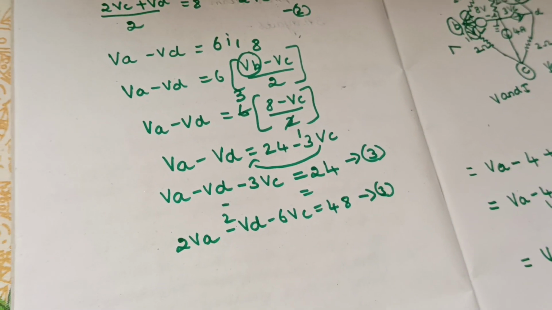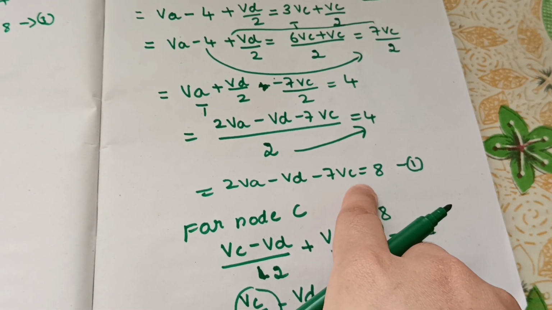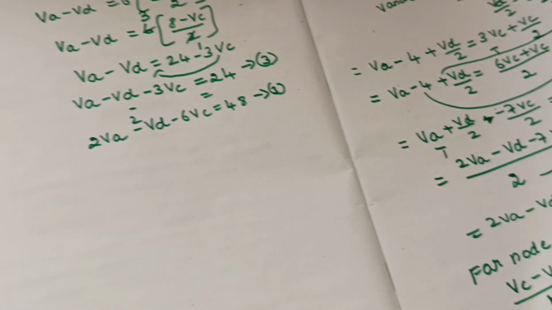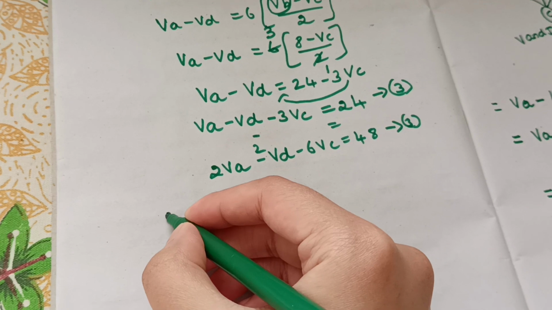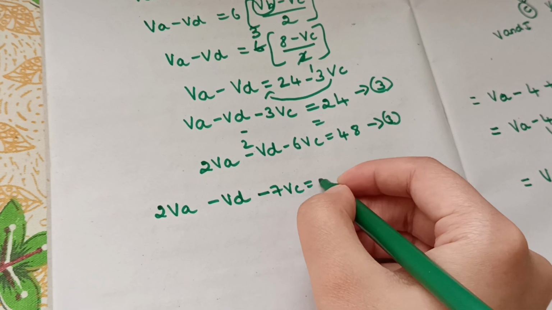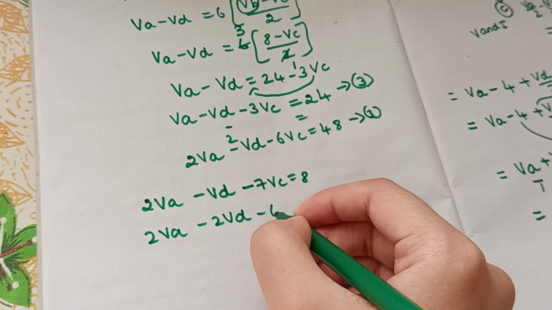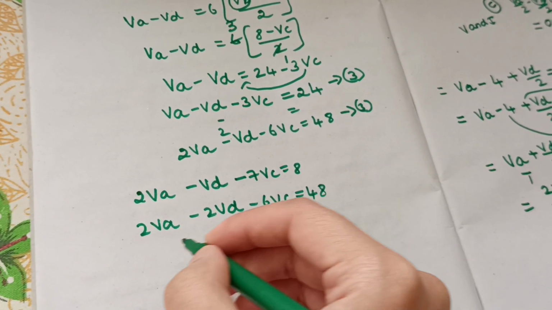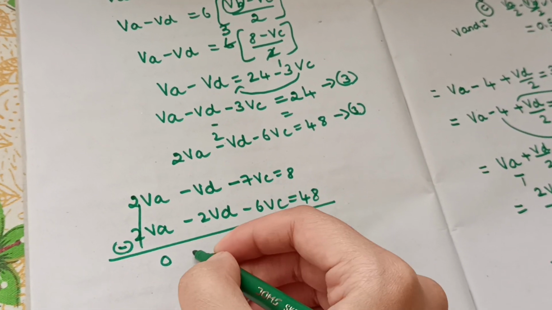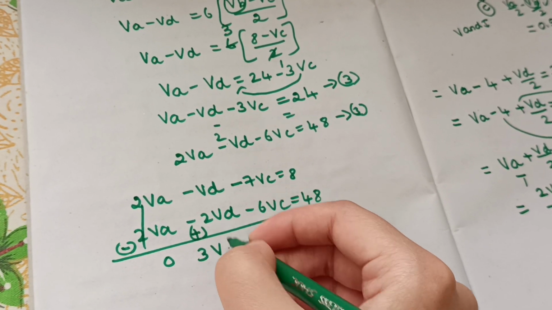Okay. So now what is my first equation? My first equation is this equation. Fine. I'll take this equation and the third equation, and I'll get one more equation called 4. My first equation is stating 2Va minus Vd minus 7Vc, which is equal to 8. And my second equation is 2Va minus 2Vd minus 6Vc, which is equal to 48. Fine. So now if I take, this is minus, so which is 0. And this is plus, what I can say, my 3Vd. No, this is Vd itself.